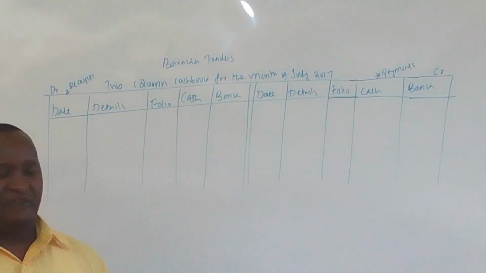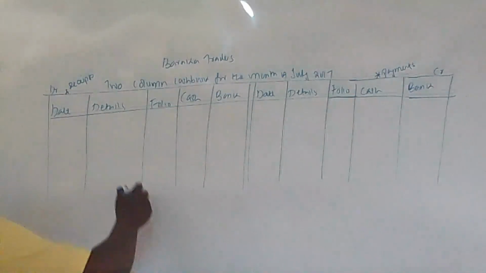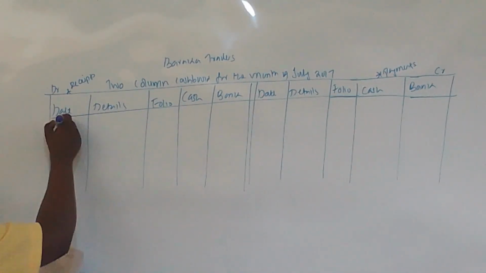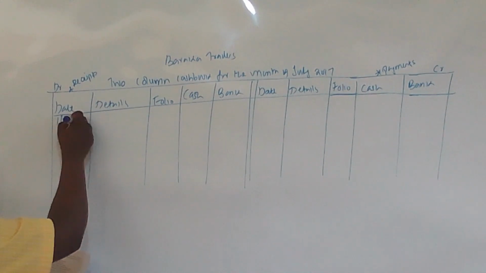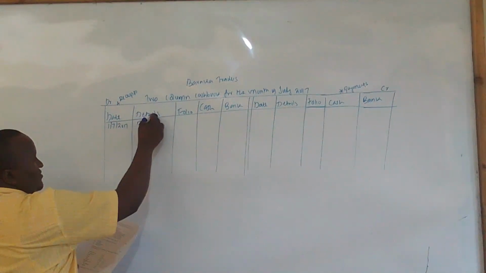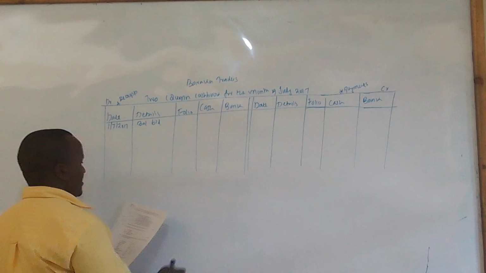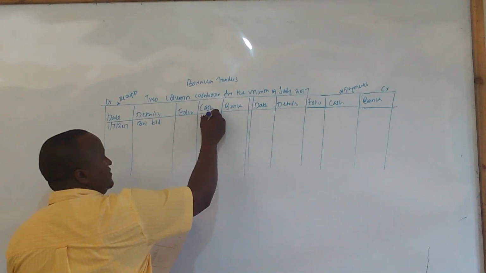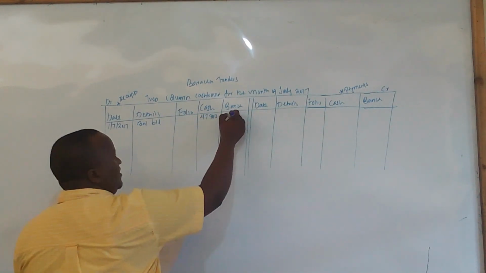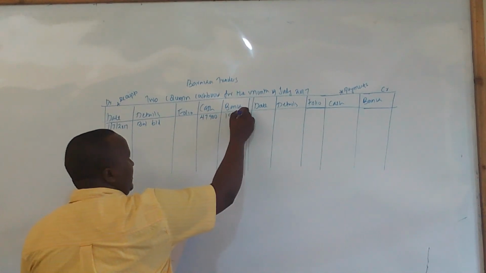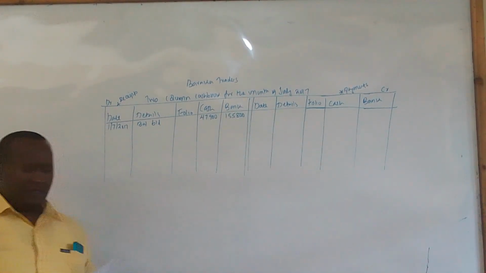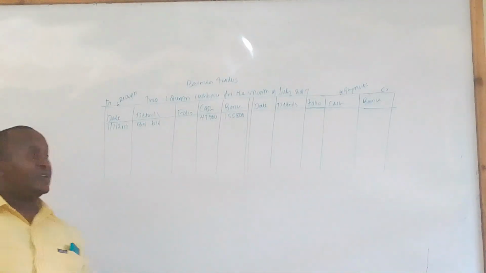So in our question, we have the opening balance. Ordinarily, the opening balance will be on the debit side if it is positive. So you have the balance written down. Cash we had what? 47,900, and bank of 155,800. Then on the first we sold goods, 110,200 in cash.